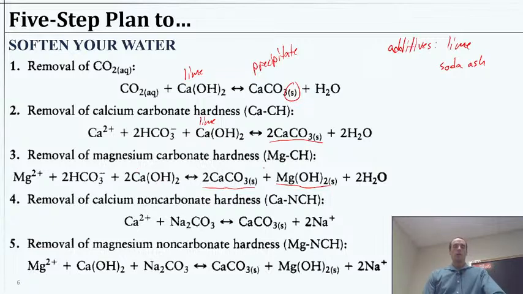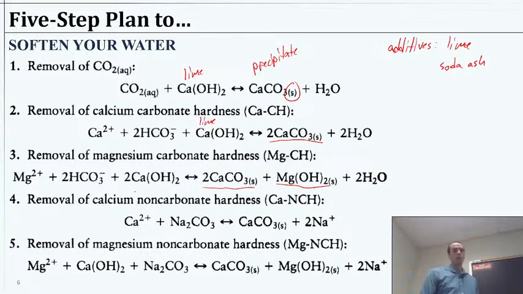All right. So essentially what we're seeing is when we remove the CO2, we're adding calcium and removing calcium. When we're removing the calcium carbonate hardness, we're adding some calcium and removing twice the amount of calcium. So we're getting a net removal of calcium there. For the removal of magnesium carbonate hardness, we're adding calcium to remove magnesium and also get rid of the same amount of calcium that we added. So both are going to happen.